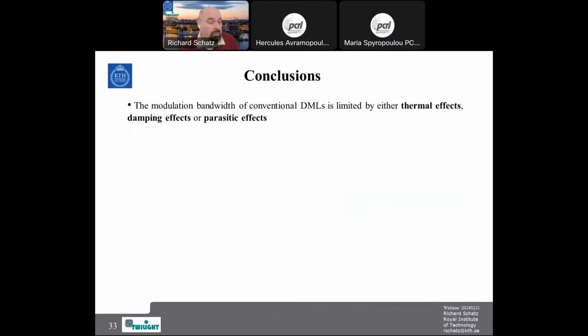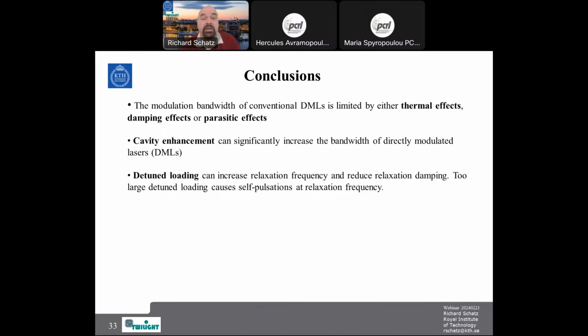So that comes to the end of the first part of the presentation here. So here are the conclusions. The modulation bandwidth of conventional DMLs is limited by either thermal effects, damping effects, or parasitic effects. If you want to go further, you can use cavity enhancement, which can significantly increase the bandwidth of directly modulated lasers. You have 3 effects. Detuned loading can increase the relaxation frequency and reduce the relaxation damping. And it's based then on the reflective selectivity of the cavity.